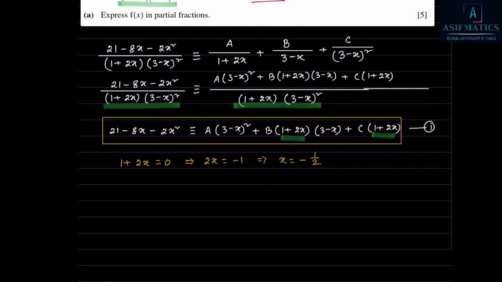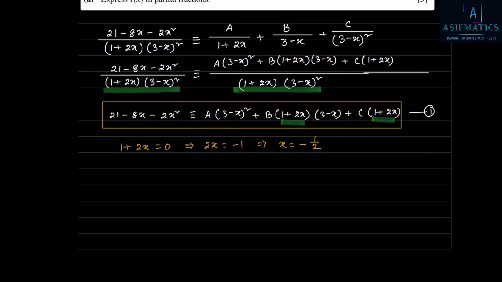Then I put this value into our equation number 1, that is the main equation. So we can write 21 minus 8 into minus 1 by 2 minus 2 times (minus 1 by 2) whole square equals a times (3 minus 1 by 2) whole square plus b times 0 plus c times 0, because 1 plus 2x is 0, so b and c will be 0.